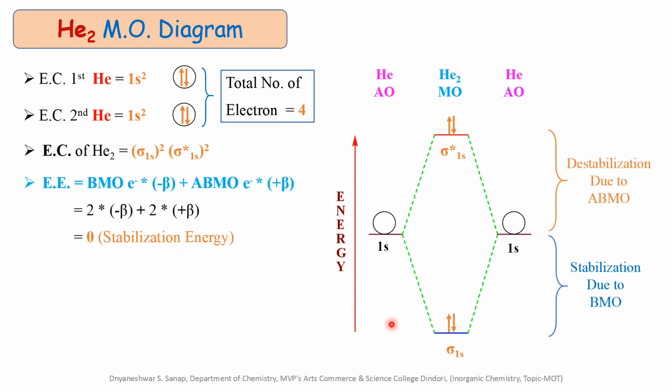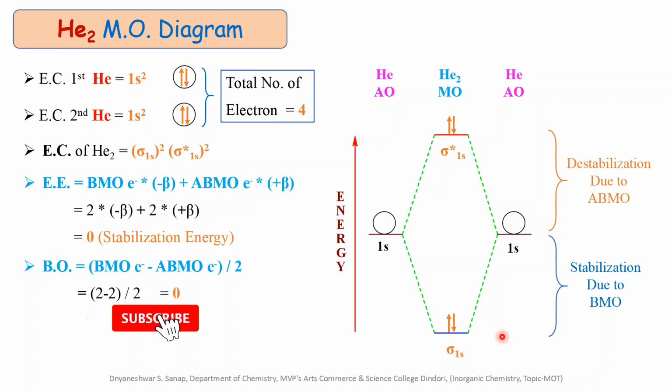The next point is calculation of bond order. Bond order is calculated using the formula: the number of electrons in the bonding molecular orbital minus the number of electrons in the antibonding molecular orbital, divided by 2. Putting in the values, it results in 2 minus 2 divided by 2, which is equal to 0. That means there is no formation of a bond between the two helium atoms. It concludes that there is no formation of the He2 molecule.